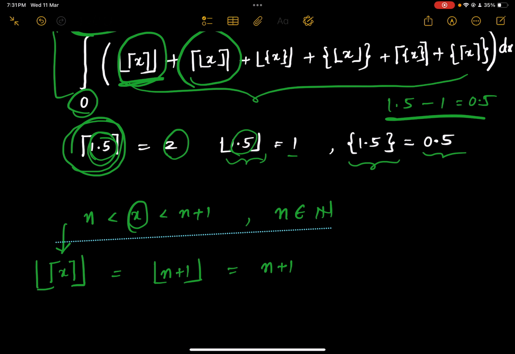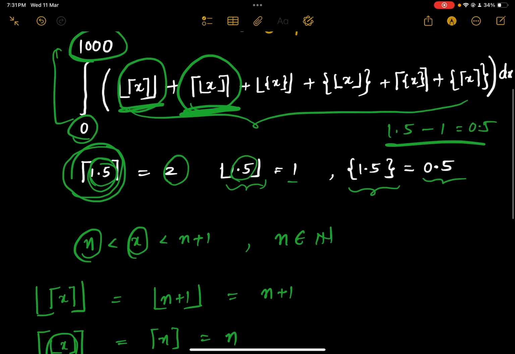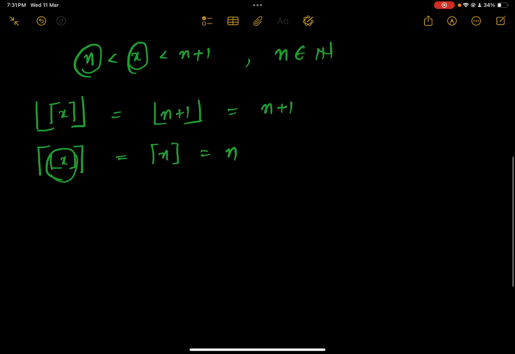All right. Now let us proceed to the next term, ceiling of floor of x. In this case, floor of x is n, and the ceiling of that will be again n. All right. Next, let us go to the third term. It is simply floor of fractional part of x.